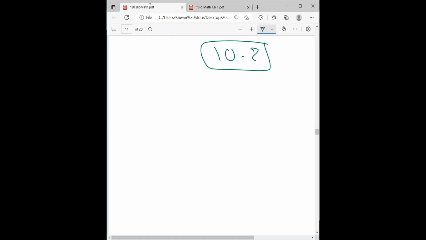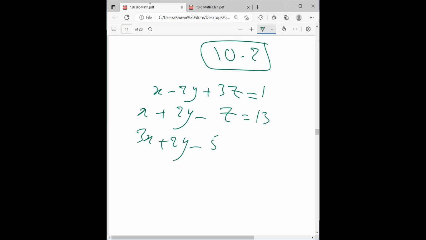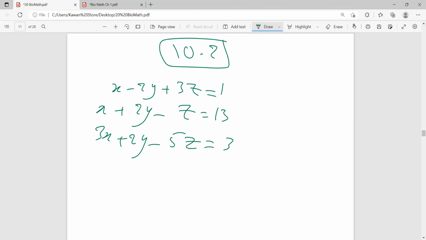So we have x minus 2y plus 3z equal to 1, x plus 2y minus z equal to 13, 3x plus 2y minus 5z equal to 3. Now, here we are. We have three equations, right? 1, 2, 3, with three variables.